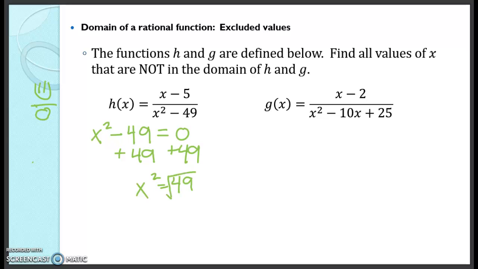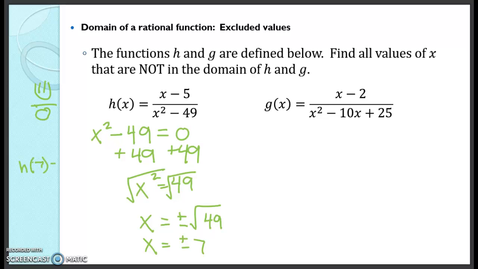Now, when we introduce a square root, what happens? We get a plus or minus square root of 49. Now that means square root of 49 is 7. So x equals plus or minus 7. So let's actually just plug in 7.